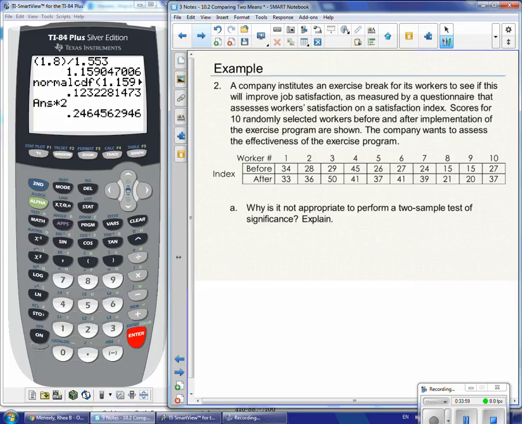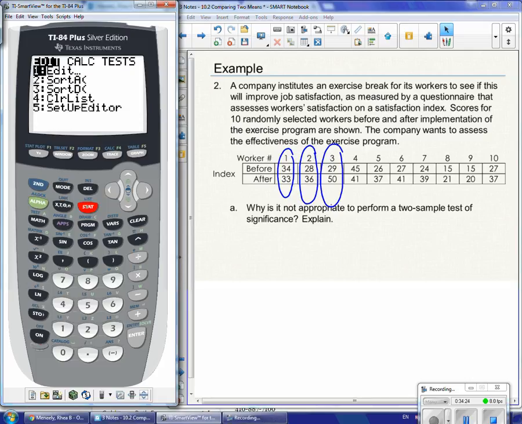And that's because each of these numbers is paired. They're linked together. I'm not looking at two different groups of people. I'm looking at one group of people, and I'm measuring them before the exercise program was introduced, and then again after. So the two sets of data that I have, even though I'm going to put them in two different lists, they are not independent.